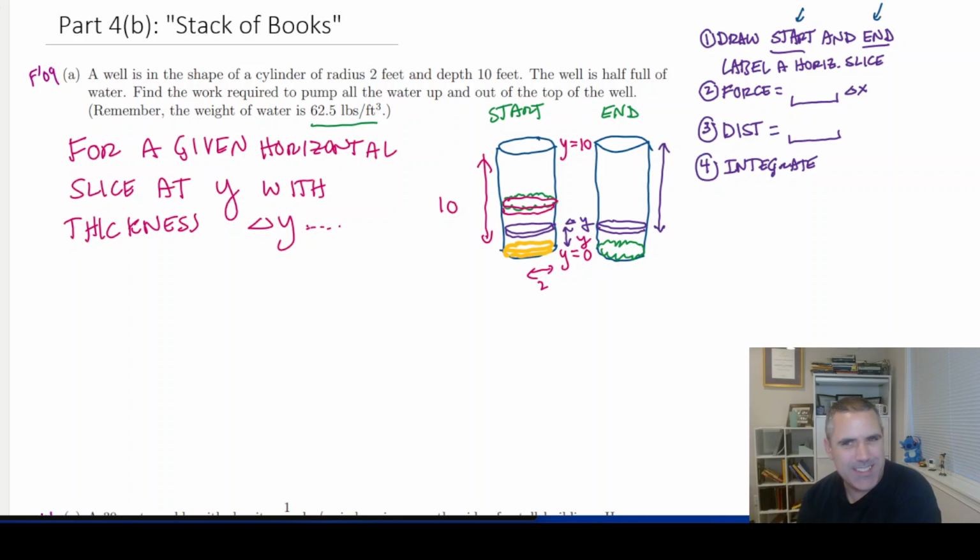It's important to understand these ideas in case a problem was different. Like I said, I remember we had an old exam question where they were filling it up, in which case it was lifted this far, and that really confused people. So that's why it's important to understand the start and the end.